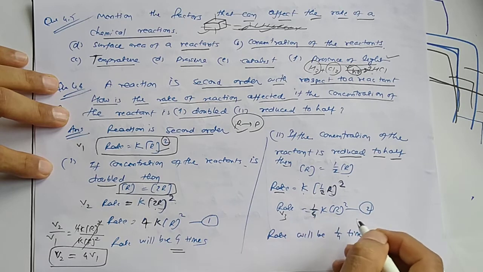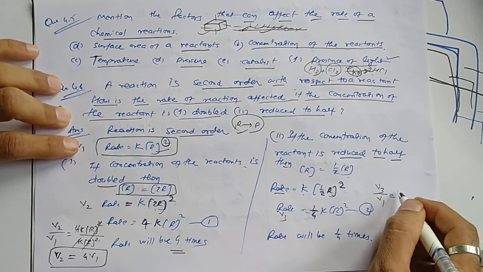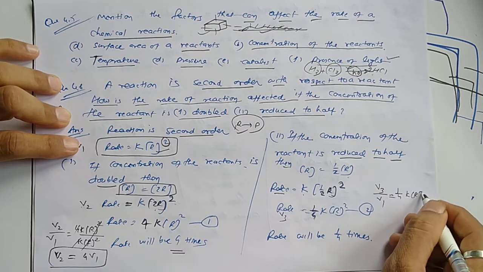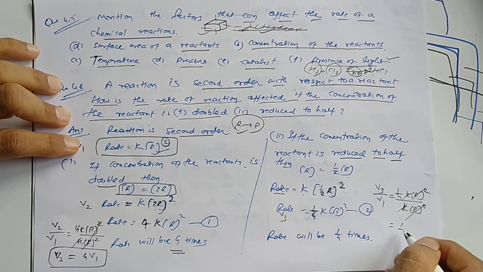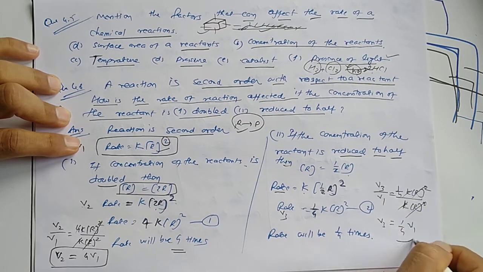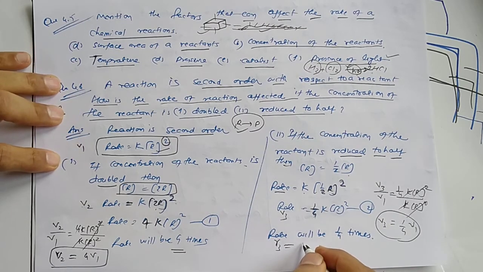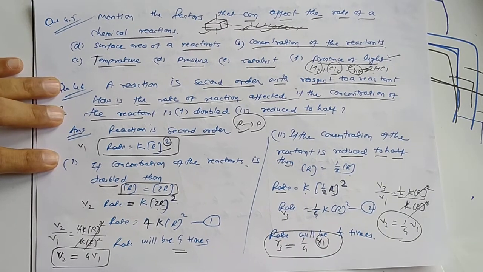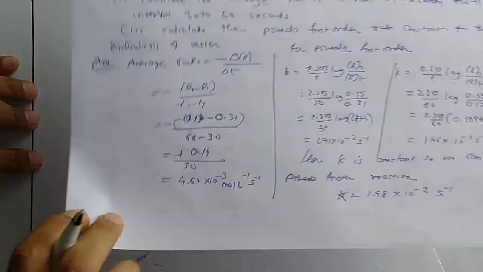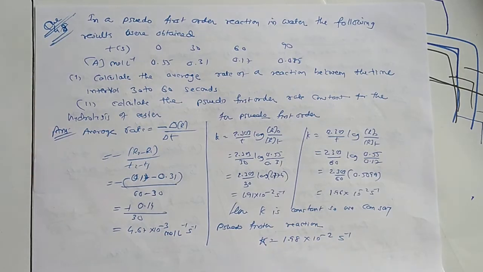Suppose the rate of reaction is V3. So V3 divided by V1 initial: 1 by 4 K R square upon K R square, the K R square cancels. So V3 is equal to 1 by 4 of V1. So our new rate of reaction will be 1 by 4 times the initial rate of reaction. Understood?